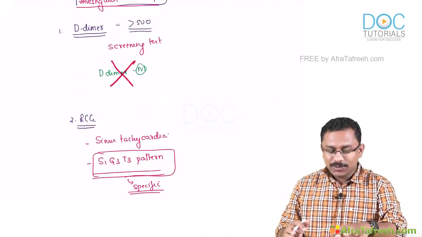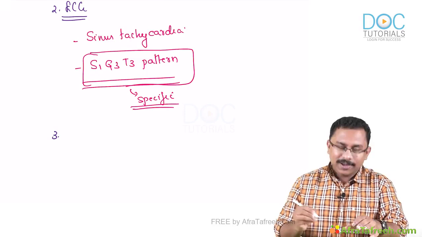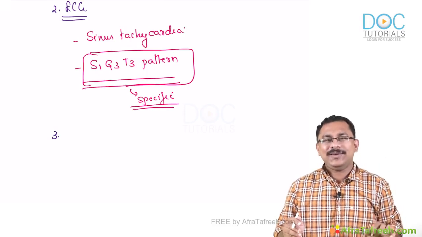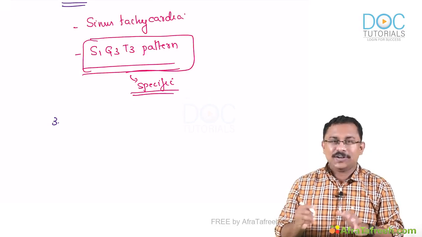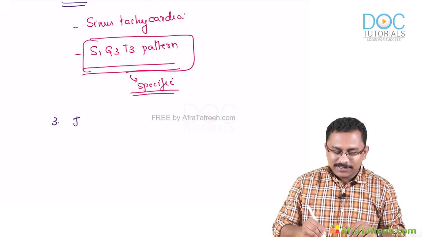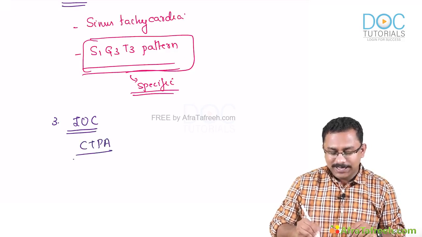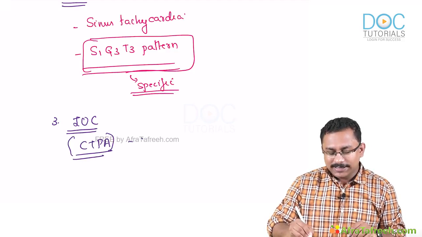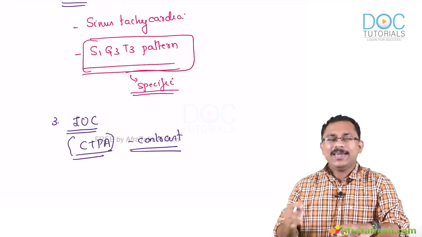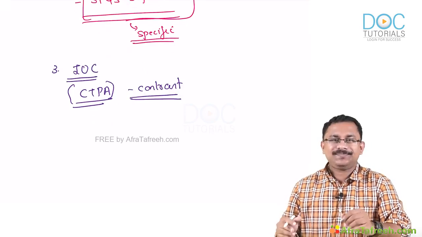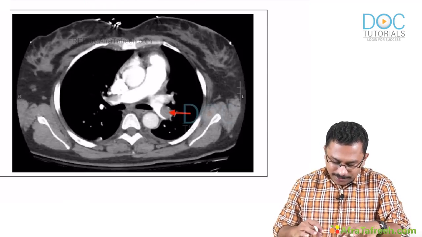Now D-dimer is a screening method. But if you want the investigation of choice, it is going to be a CT pulmonary angiogram, CTPA. So you give a contrast and you go for the angio, and this will be able to demonstrate the clot. I'll just show you a CT pulmonary angiogram.